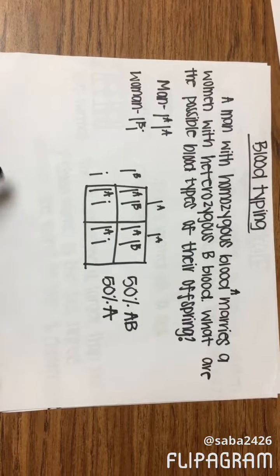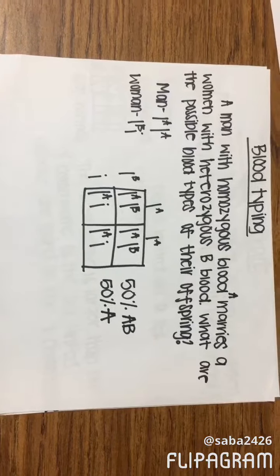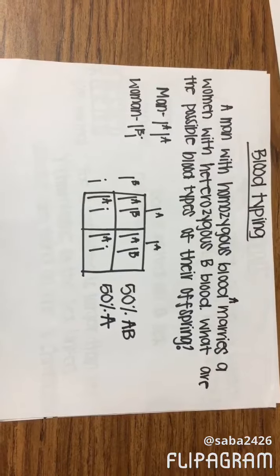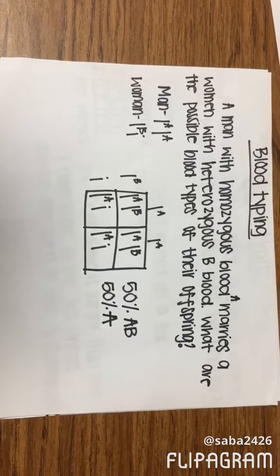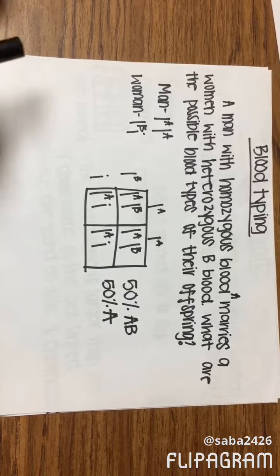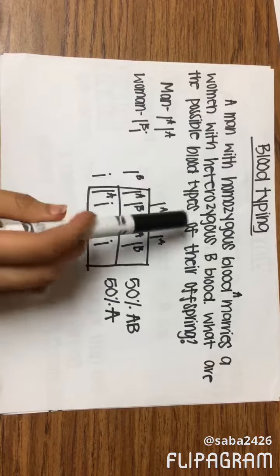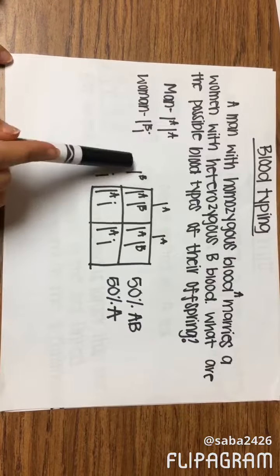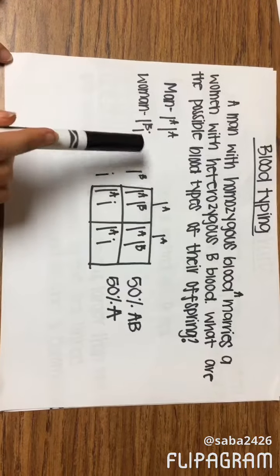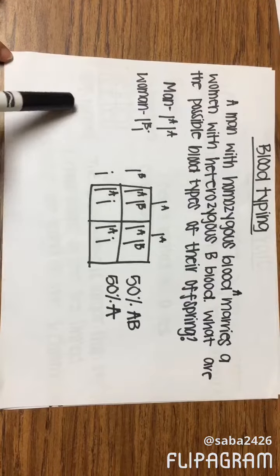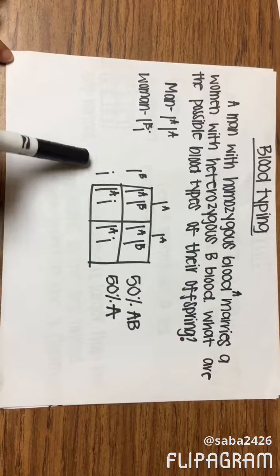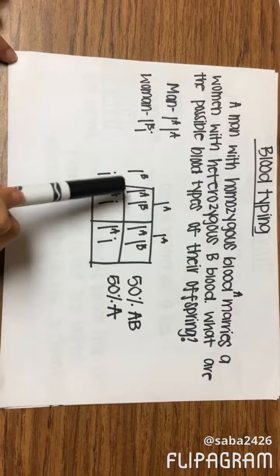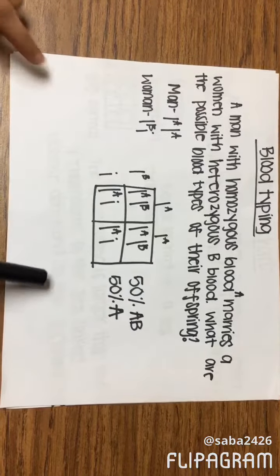Blood typing. A man with homozygous blood type A marries a woman with heterozygous B blood. What are the possible blood types of their offspring? Since the man has homozygous blood A, we're going to be using IAIA, and since the woman has heterozygous blood B, we're going to be using IBi. And so it's 50% A, 50% AB.